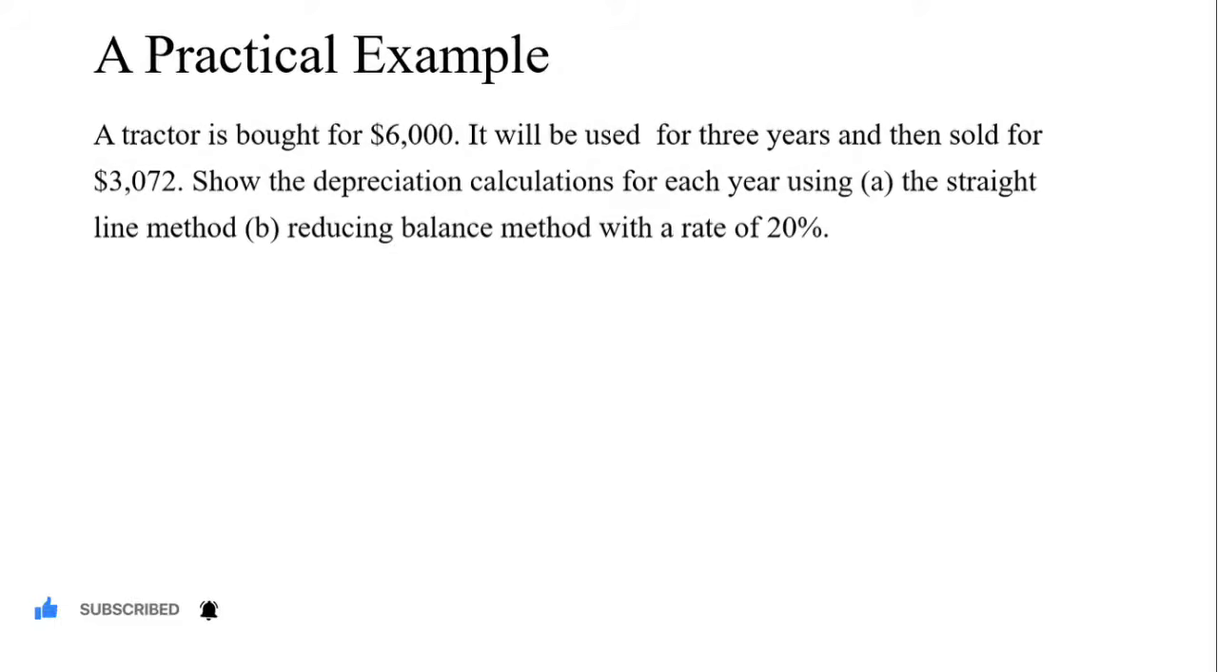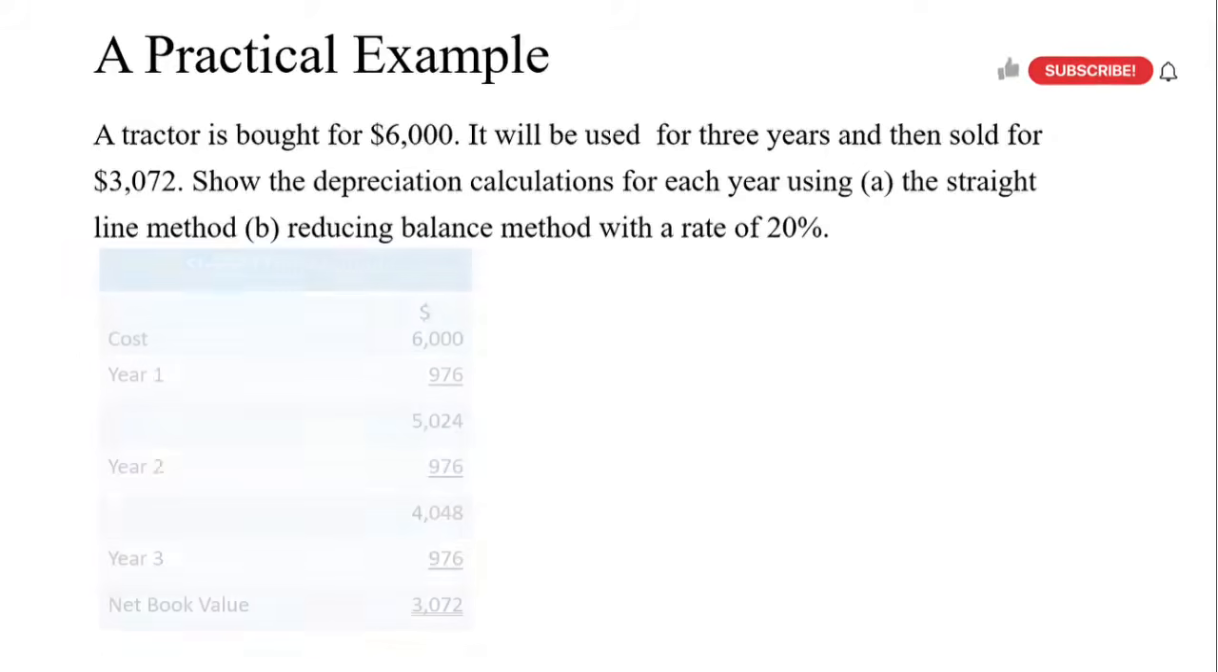All right, but let's look at a practical example. A tractor is bought for $6,000. It will be used for 3 years and then sold for $3,072. You are required to show the depreciation calculations for each year using A, the straight line method, and B, the reducing balance method with a rate of 20%. Alright, so let's look at the straight line method first.